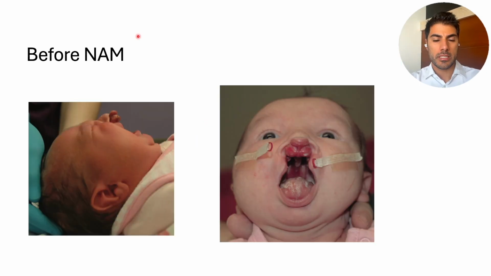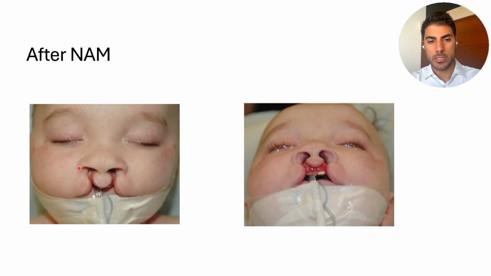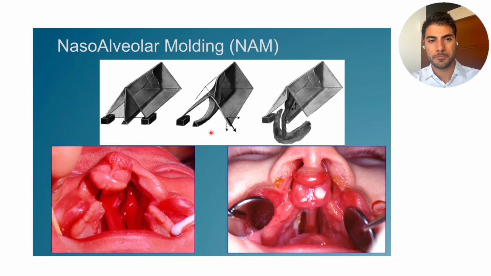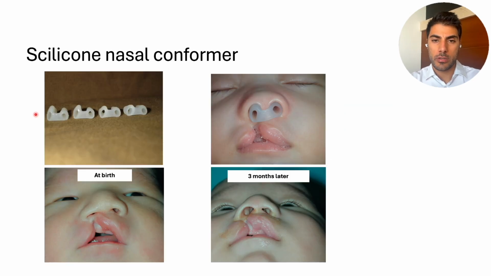So basically, this is before NAM. We can see here how the prolabium is outside and misaligned, and this is after NAM. We can see how it is perfectly aligned. Another example, so here we can see from inside the alignment. This is before the NAM. We can see how they are misaligned, and after NAM, how it's beautifully aligned. We also have the silicone nasal conformer. So basically, its function is implied in its name.